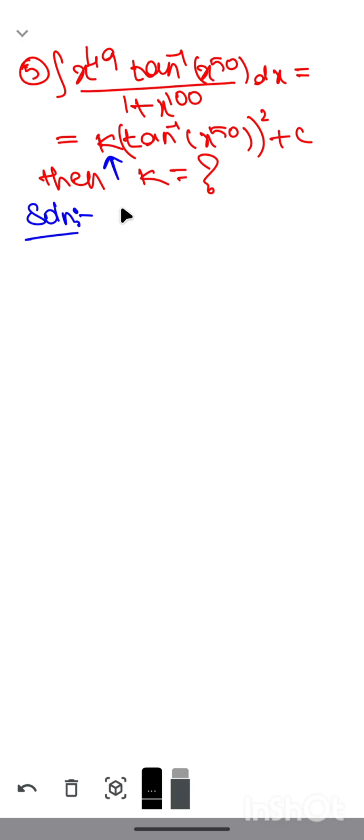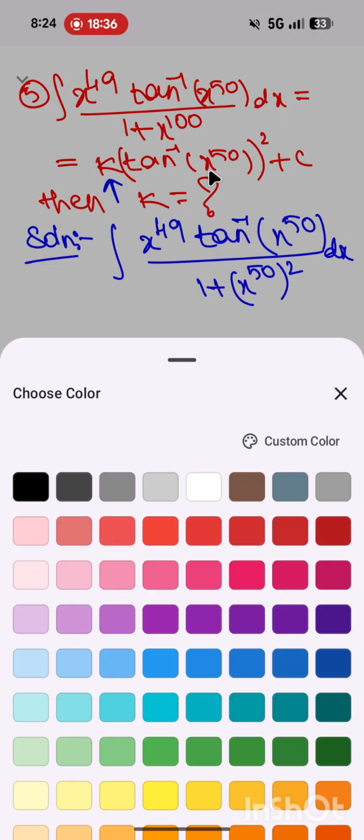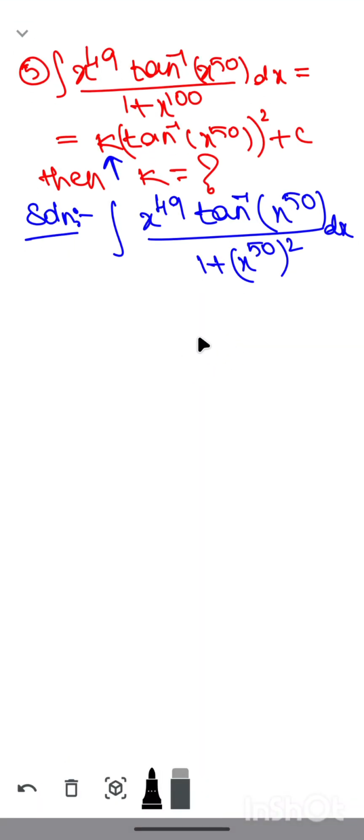Now let us think about how to find the integral of the given question. What is the given question? X power 49 into tan inverse of x power 50 whole divided by 1 plus x to the power 100. That 100 can be rewritten as x power 50 the whole square, into dx. Now this problem can be solved by using the substitution method.